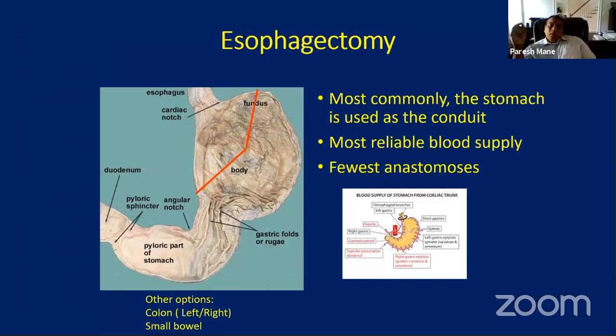So lengthening the conduit, there's two ways. One is making the conduit longer per se, or two, finding the shortest route for it to come to where you need it to be anastomosed, right? There's two things. For instance, the shortest route from the abdomen to the neck is retrocardiac.